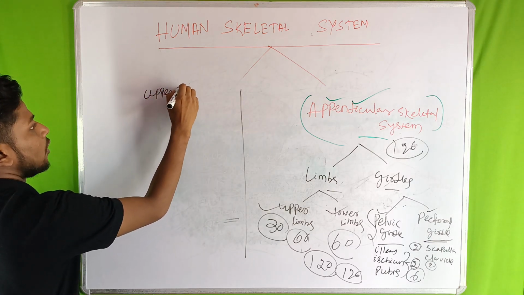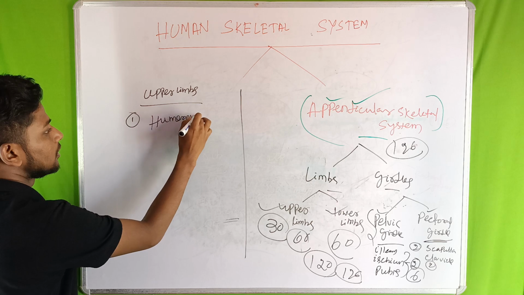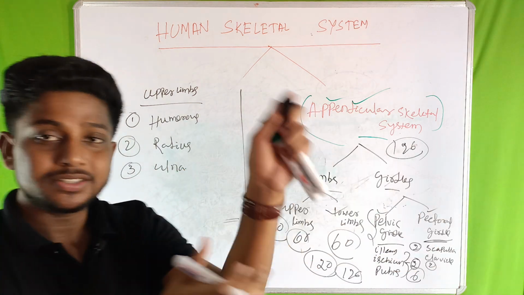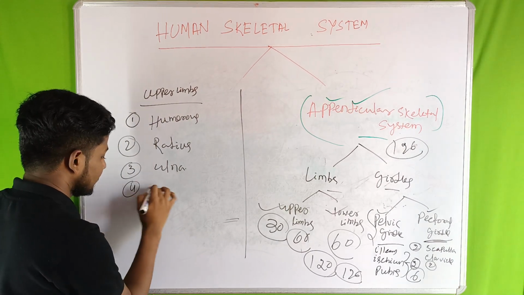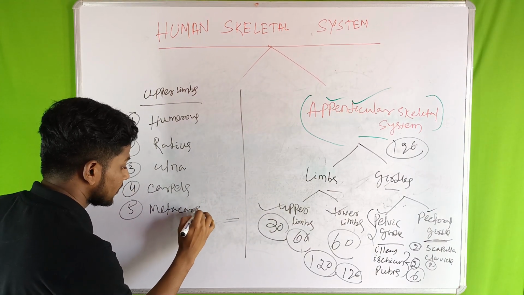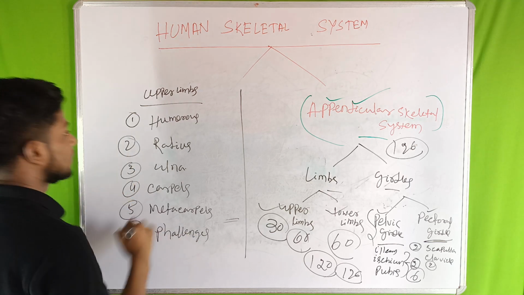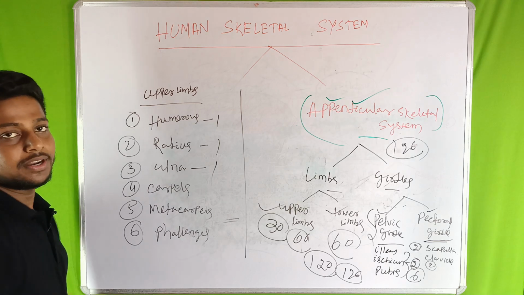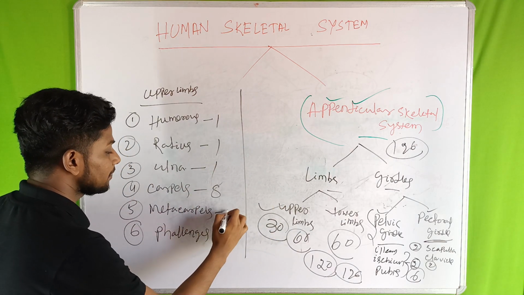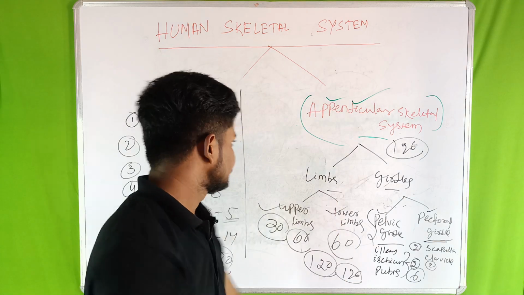Upper limbs contain humerus, then radius, then ulna. This is called carpals, then metacarpals, then phalanges. Humerus 1, radius 1, ulna 1. Carpals are 8, metacarpals 5, phalanges 14. Now counting this, it is 30. This 30, this 30. Okay? Understood?